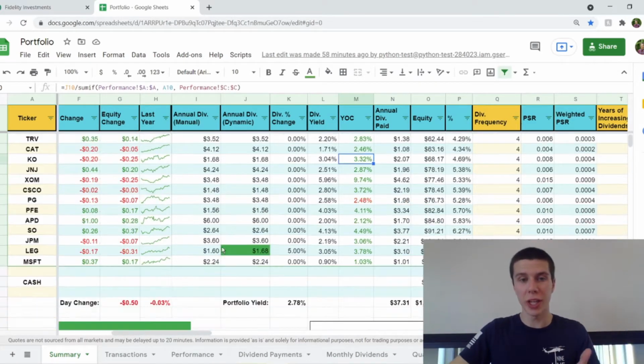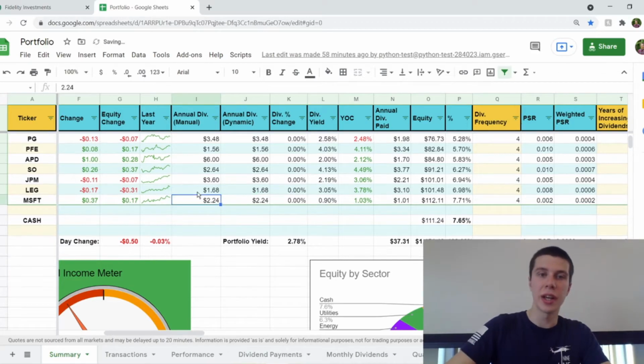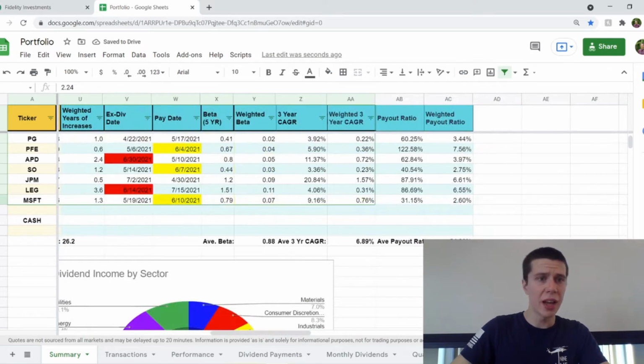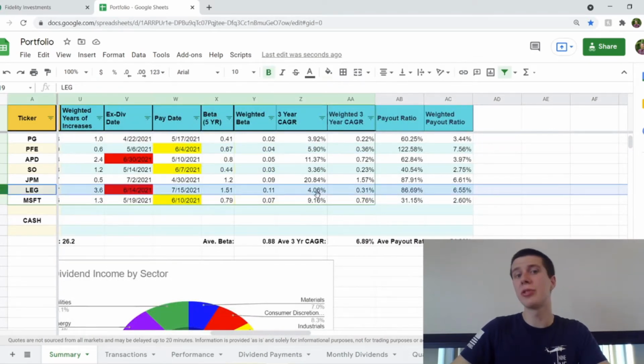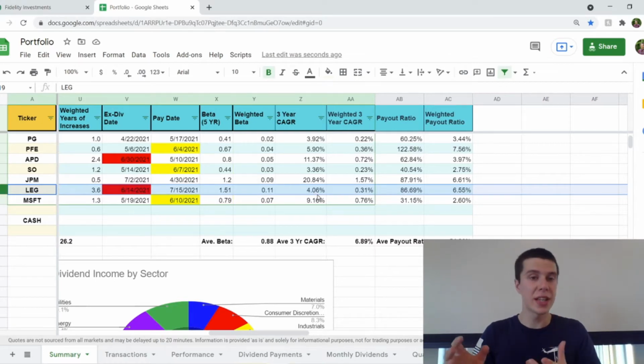If we look in here, we can actually see we got one dividend increase from Leggett and Platt. They increased it from $1.60 annually to $1.68 annually, and that's a 5% increase. So that's pretty good to see. I will clear that there, and then we can see that for Leg, their average 3-year CAGR currently for their dividend is around 4%. It's not a super great CAGR, but it is good to see that they did raise the dividend this time a little bit more, and hopefully they continue raising it in the future.